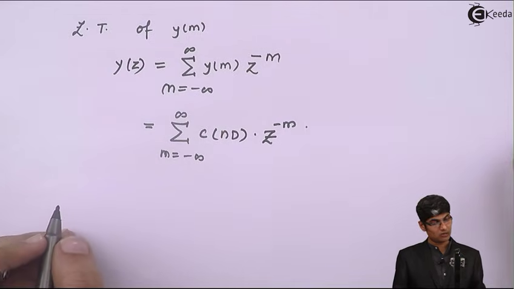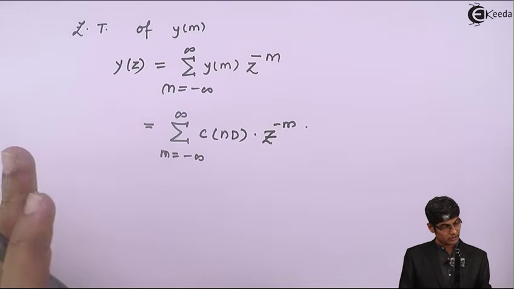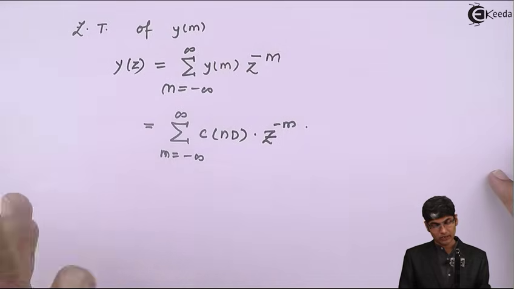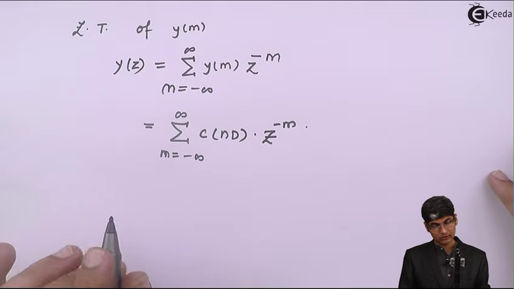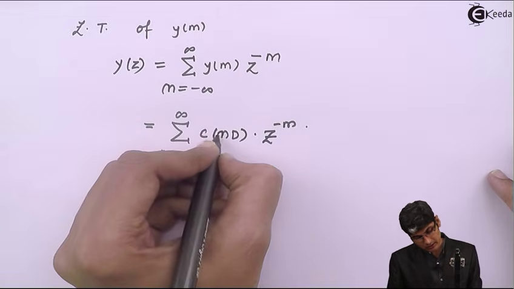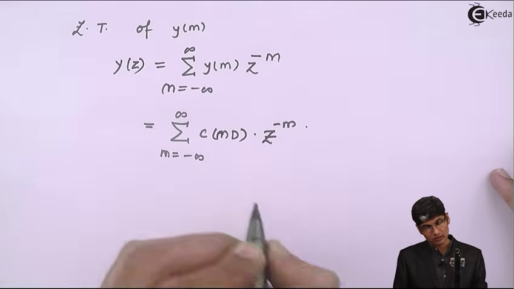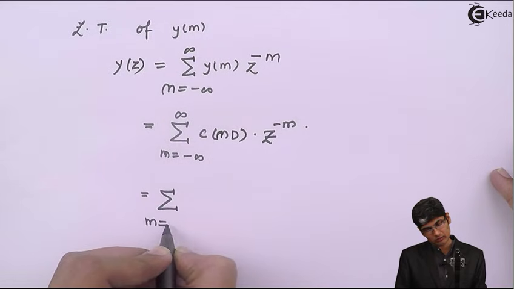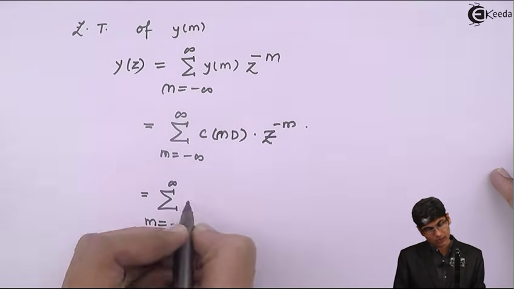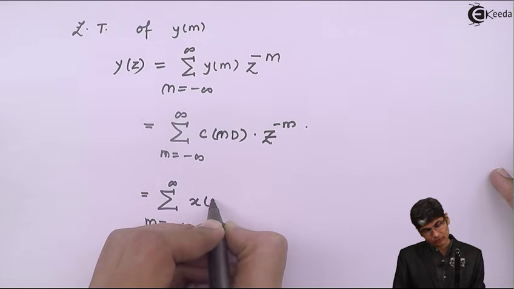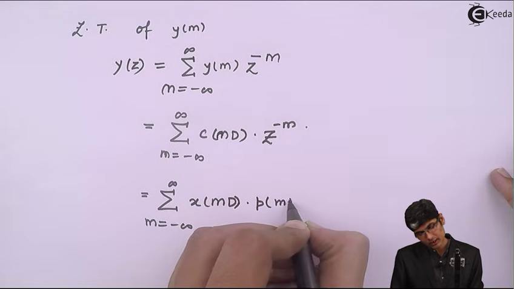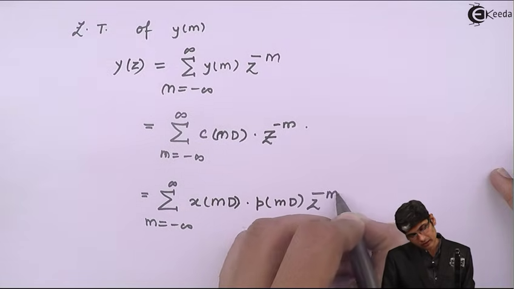Okay, now it is really getting haphazard, because we will get two variables. So let us stick to one variable. So I'll write C of md. Now C of md can be written as summation m is equal to minus infinity to plus infinity, x of md into P of md z raised to minus m.